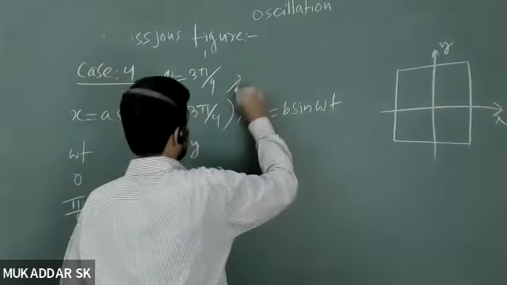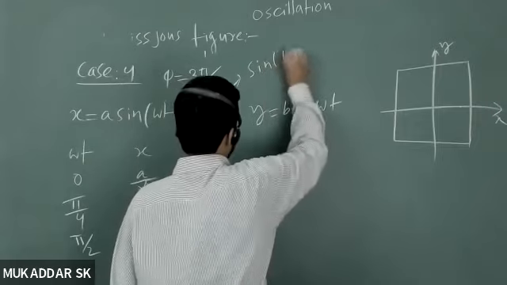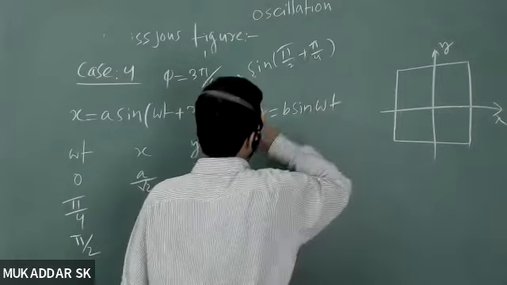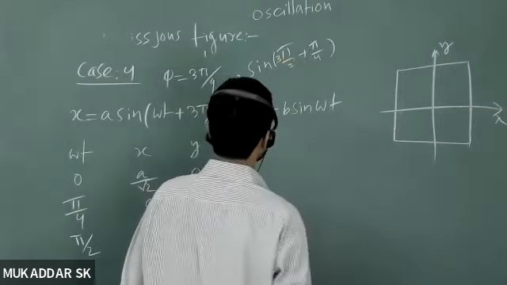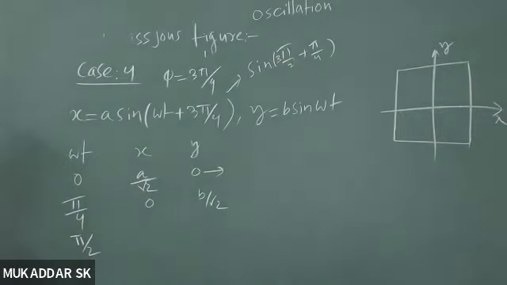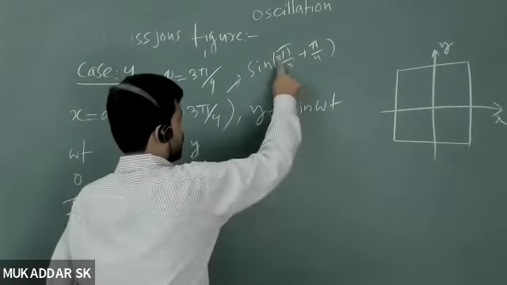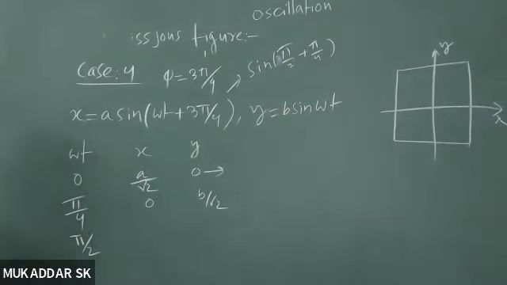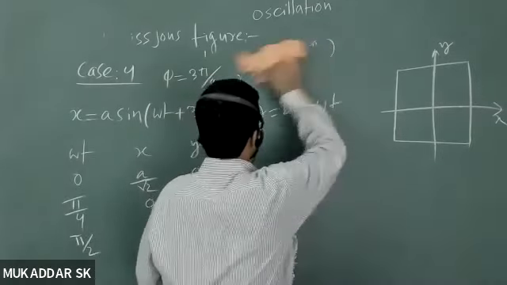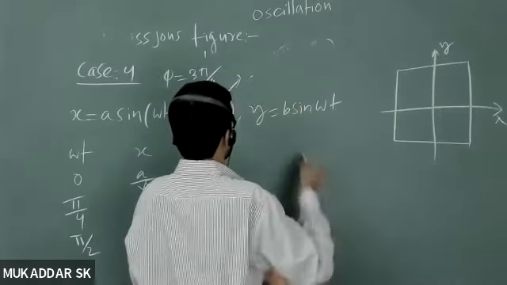So here you will have sin of pi by 2 plus 3 pi by 4. Sorry, here there is a mistake. So what will it be here?